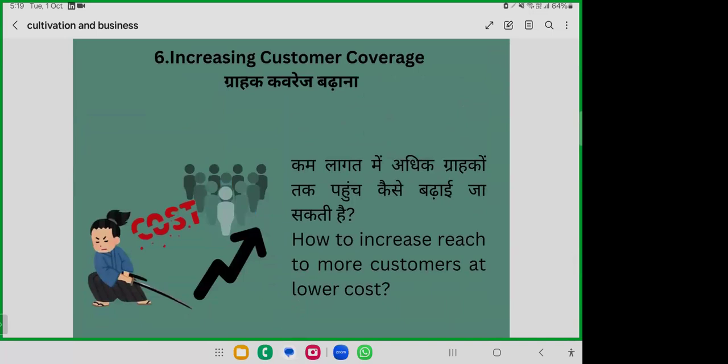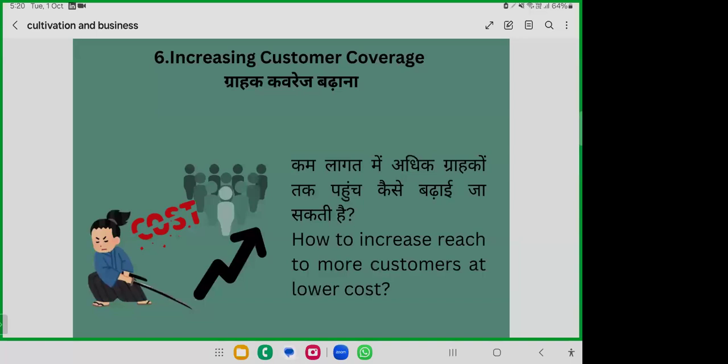Then increasing customer coverage. How to increase reach to more customers at lower cost. So through some social activities, or through some seminars, or some workshops, and there are many others, or even social media is playing a very important role.